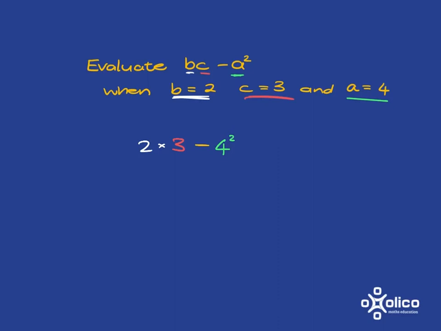And 6 minus 4 squared is 16. So we've got 6 subtract 16. And that's going to get us to the answer of -10.